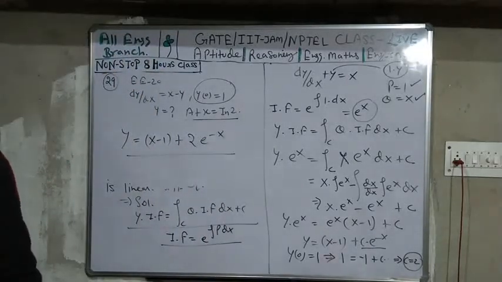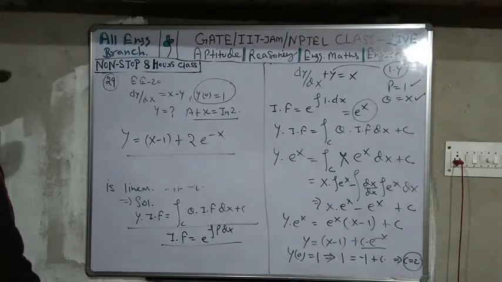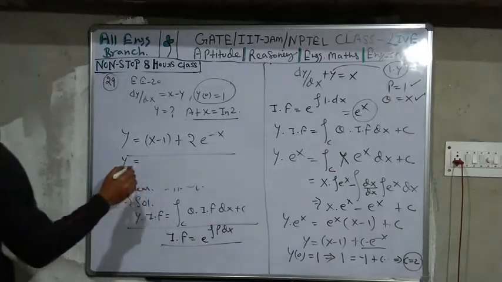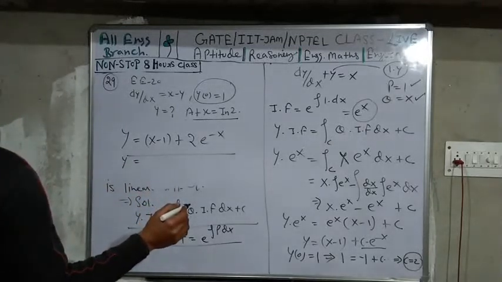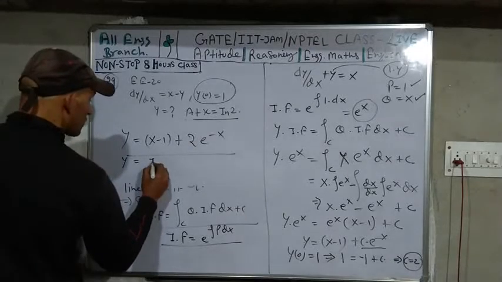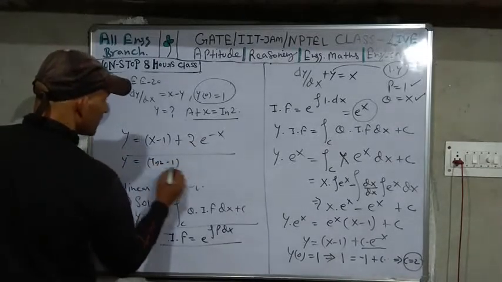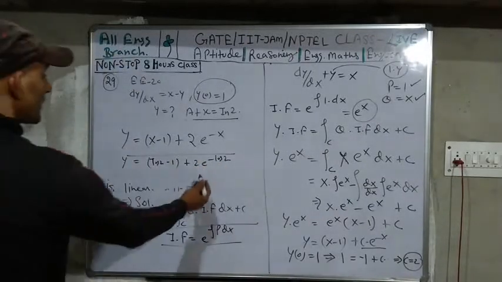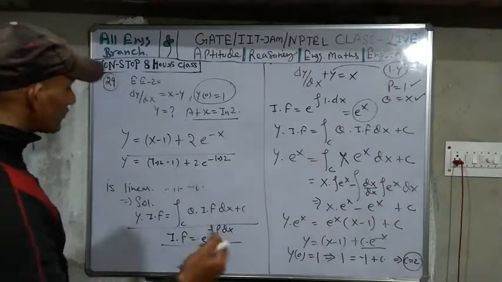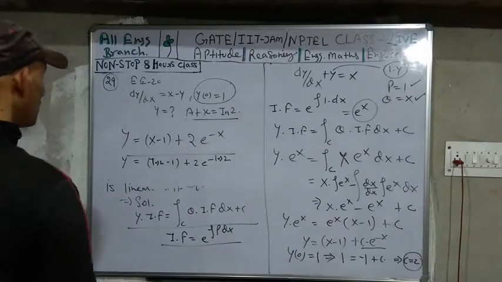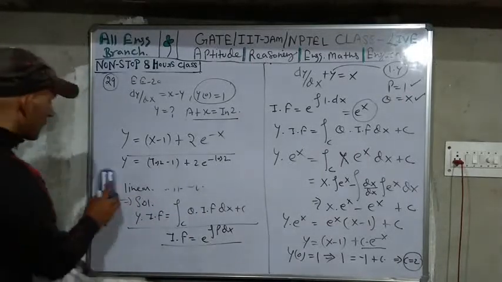So now what is he asking? Log 2. So y is equal to, in place of x you have to write log 2. x is equal to log 2. So y means log 2 minus 1 plus 2 into e to the power minus log 2. So e to the power log x is equal to x. So this is 1 upon 2. Okay, 1 upon 2 into 2 is equal to 1.